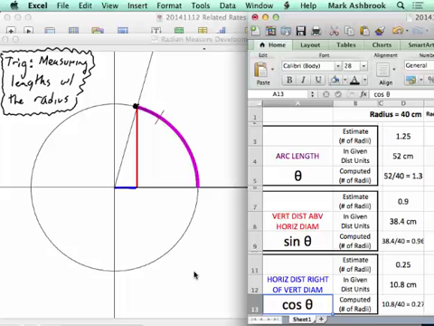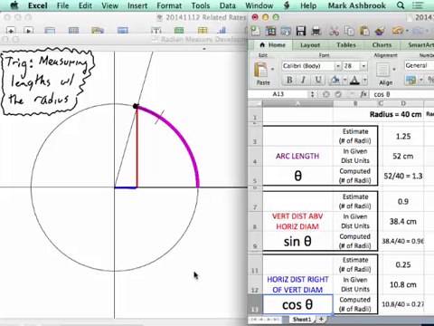So these are the three basic quantities, the three fundamental quantities in trig: angle measure, sine of theta, and cosine of theta. And they're all measuring a length with the radius, all of them. First one, angle measure, that's measuring the arc length with the radius. Sine theta, that's measuring vertical distance with the radius. And then cosine theta is measuring horizontal distance with the radius.